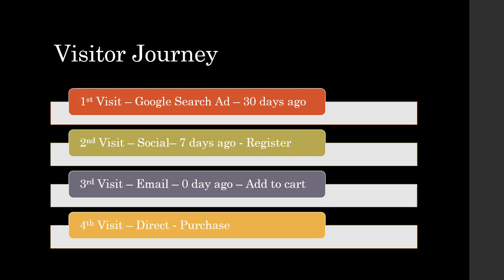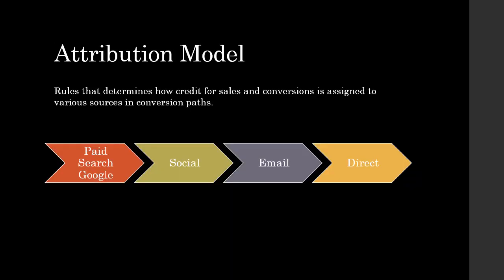In this scenario, which channel or channels should get the credit for the conversion? And that is what the attribution model solves. An attribution model is a set of rules that determine how credit for sales and conversions is assigned to various sources in the conversion path. In this case, the user interacted with 4 channels: paid search on Google, social, email, and direct.